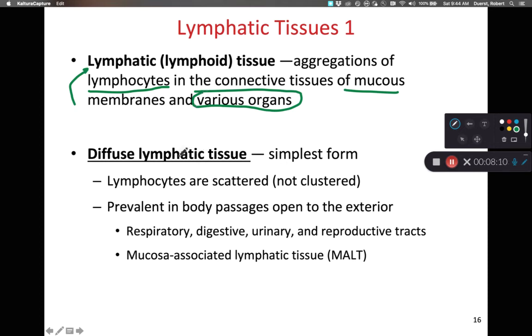And as we look at these lymphatic tissues, the simplest form of these lymphatic tissues just have lymphocytes scattered throughout instead of being clustered throughout. And we have diffuse lymphatic tissue, the simplest kind of lymphatic tissue, all throughout our bodies. But it's going to primarily be focused on the tubes that go through our bodies, the passageways that open to the exterior. So think digestive tract, think respiratory tract, urinary and reproductive tract. This is where we're going to have a lot of diffuse lymphatic tissue. Typically, it's going to be associated with some kind of a mucous membrane. And these mucosa-associated lymphoid tissues or lymphatic tissues are referred to as MALTs.